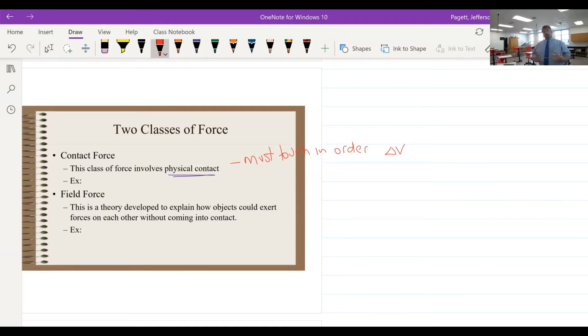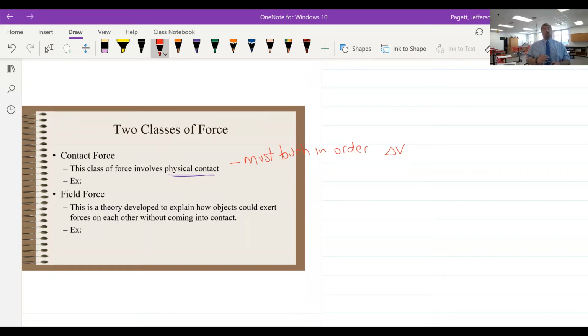A field force, on the other hand, is a concept, an idea. I shouldn't say figment of our imagination, but it's a concept that we came up with to explain forces that don't have contact. And the best one we've already talked about is this. If I drop this pen, there is a force acting on it, causing it to accelerate down. Now, for a long time, people tried to say, well, there must be something touching it. There must be something pulling down.